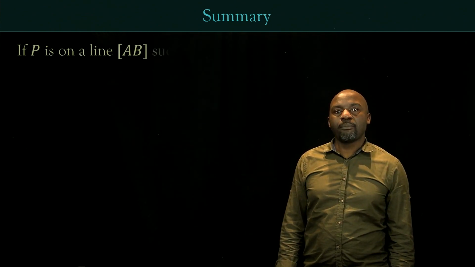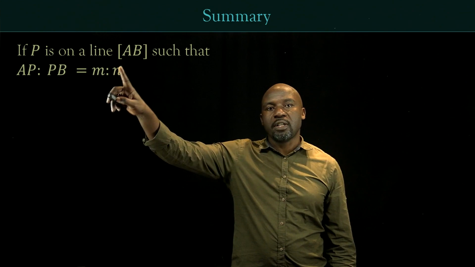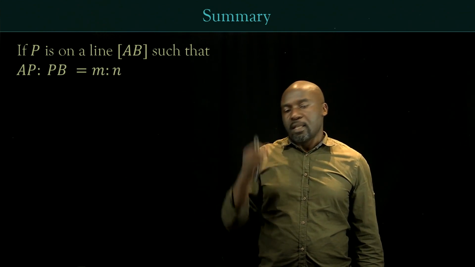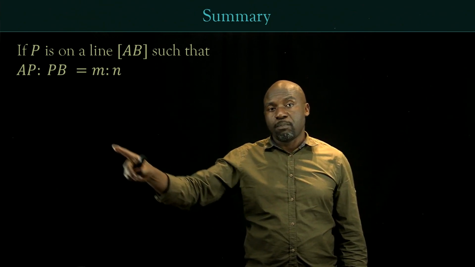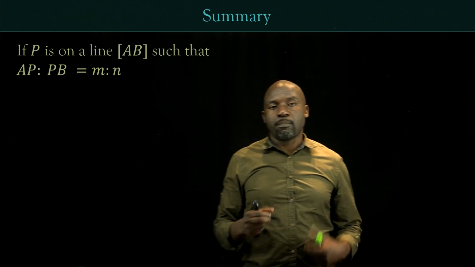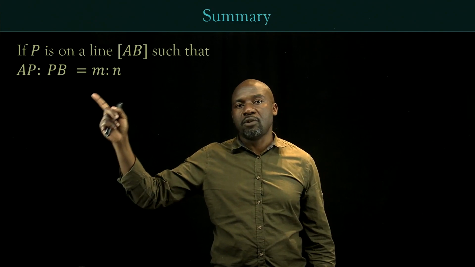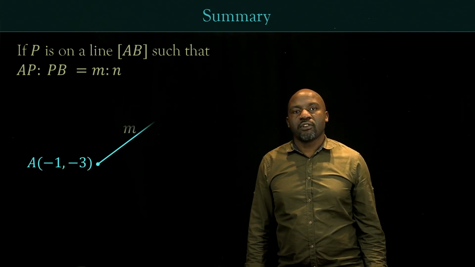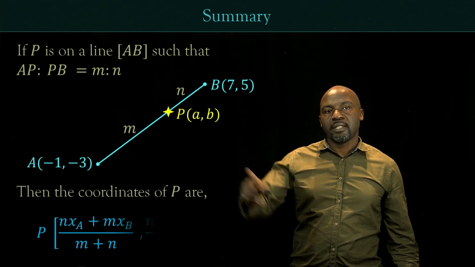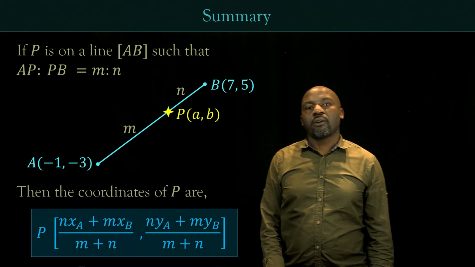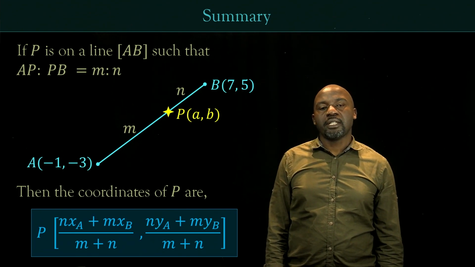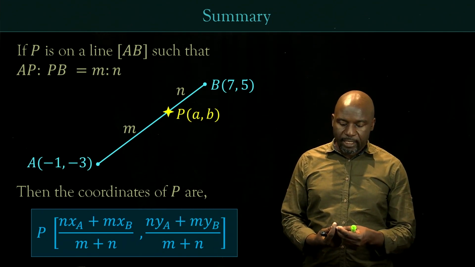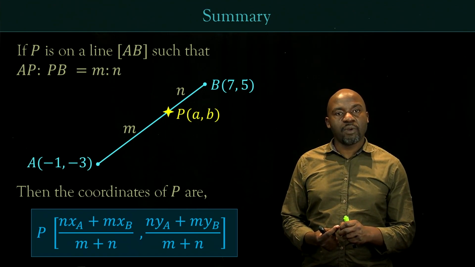So if we know the endpoints of a line segment, if we know the coordinates of A and we know the coordinates of B on line AB, and there is a point P on line AB that splits them in the ratio AP to PB equals m:n, then the coordinates of point P can be determined easily. So here is our point P. The coordinates of point P can be determined easily according to that formula there. Okay? That is the big deal of the discussion we've had today.